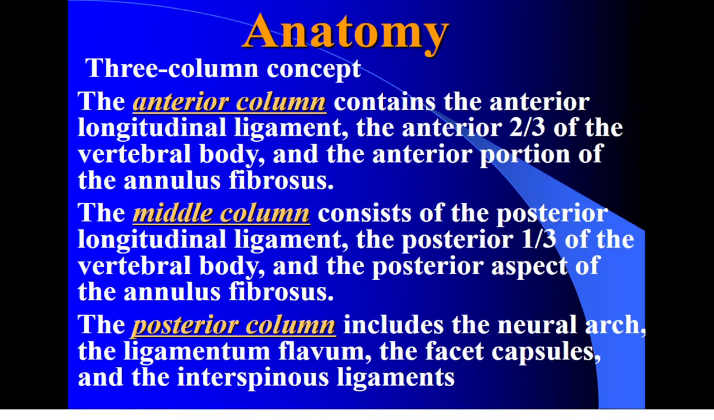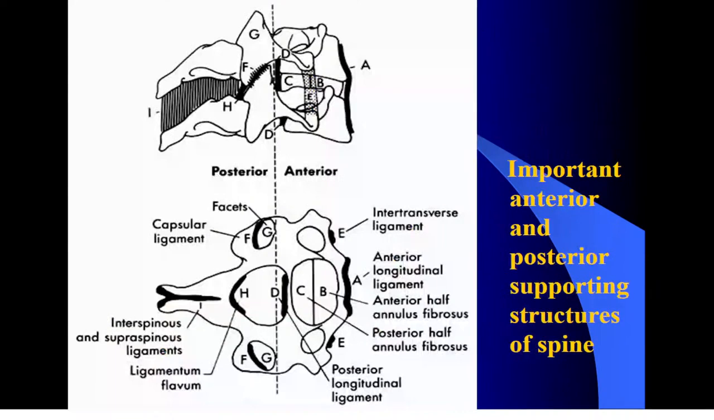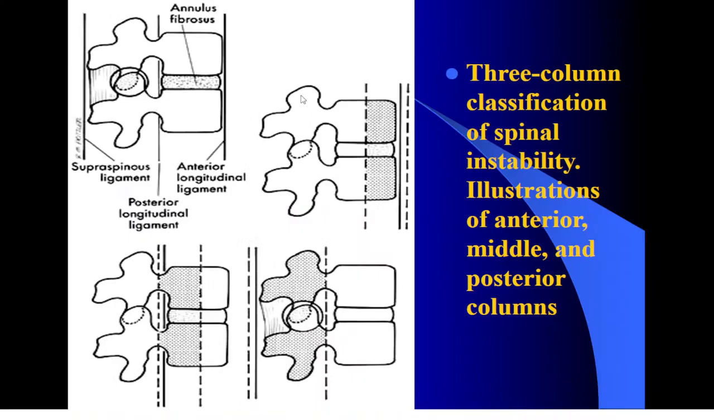As you can see here, we have the so-called three supporting columns concept provided by Dennis. In that concept, we have anterior, middle, and posterior column. The anterior column is represented by the anterior two-thirds. Let's take a look here. The anterior column is represented by the anterior part of the vertebral body and the anterior part of the intervertebral disc.